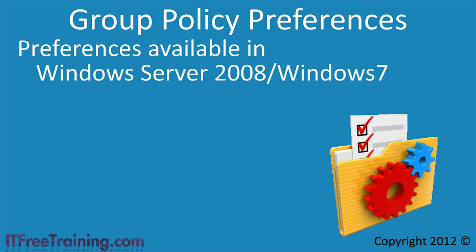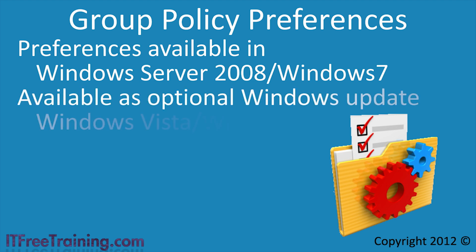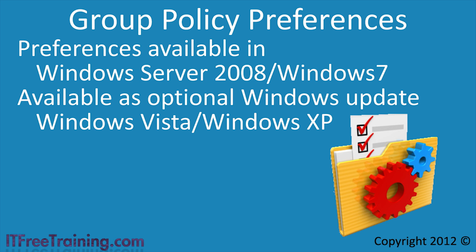Windows Server 2008 and Windows 7 come with the CSE built in. However, operating systems like Windows Vista and Windows XP need to have the CSE added. This can be done by downloading the update through the Microsoft website or installing the update through Windows Update. The CSE update will appear as an optional update in Windows Update.